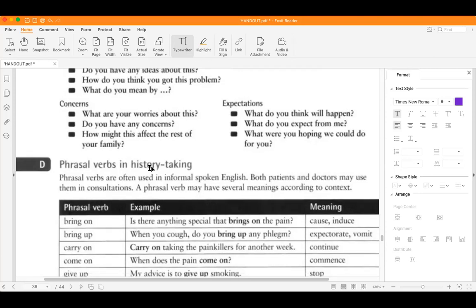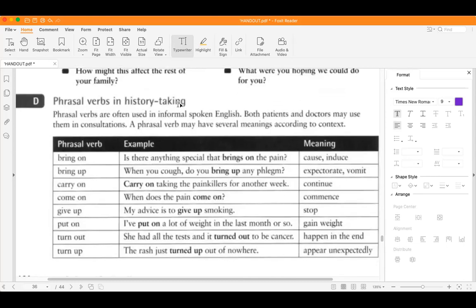All right? Phrasal verbs in history taking. A phrasal verb means a verb and a preposition. This is used in spoken English, in informal English a lot. Like, for example, bring on. Bring on means cause or induce. So you say, for example, is there anything special that brings on the pain? Bring up means expectorate or vomit. Expectorate means spit. Like, for example, when you cough, do you bring up any phlegm?